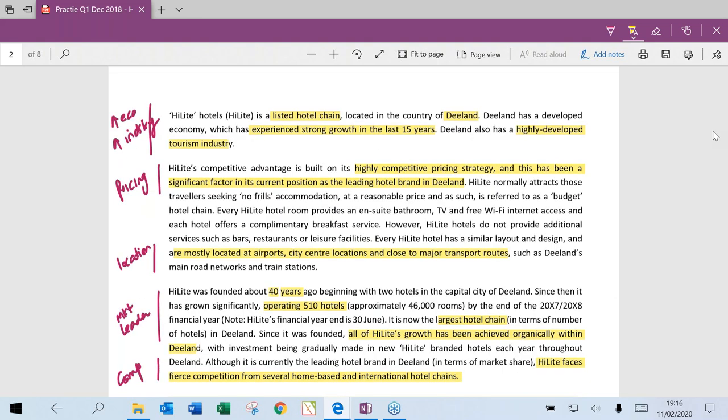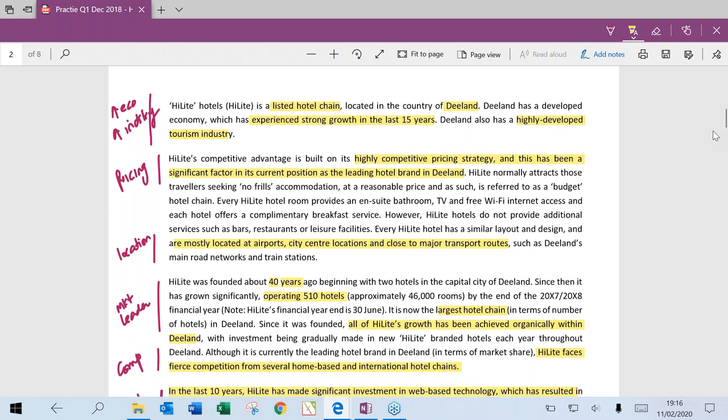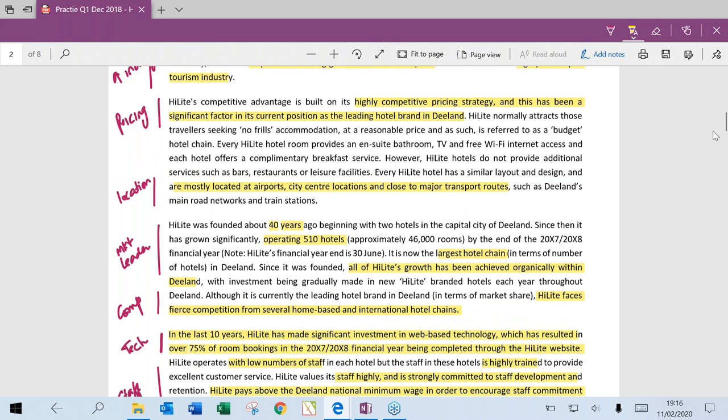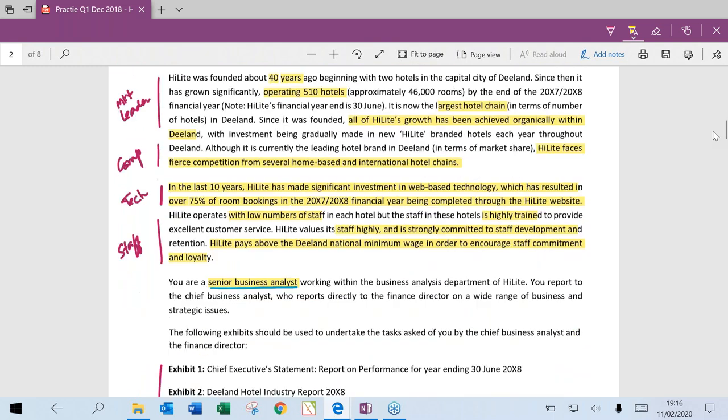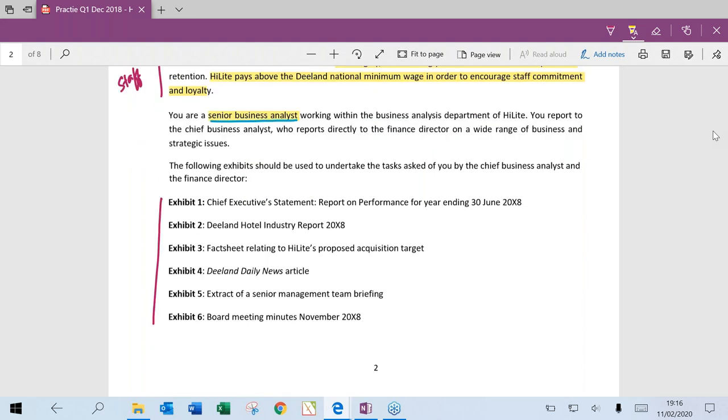there was the introduction in which I had done some referencing, remember? So the economy was doing good. I'm just going through my notes on the left hand side. See how useful this referencing is. The economy is doing good. The industry is doing good. Our pricing strategy is very good. Location is our advantage. We are market leaders. However, there is fierce competition and we have invested heavily in technology. And, you know, we value our staff. Our role is senior business analyst. And then there was this list of six exhibits.